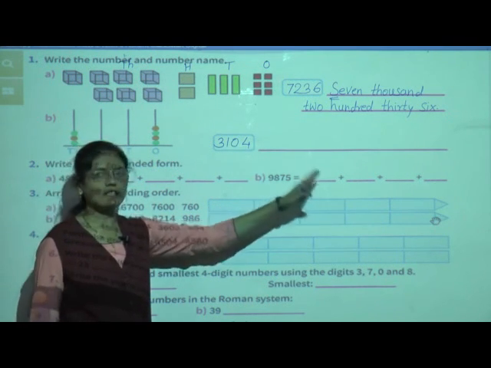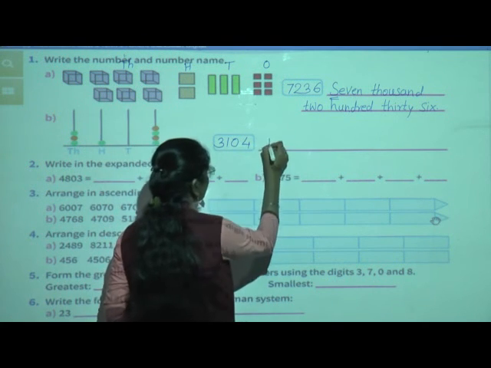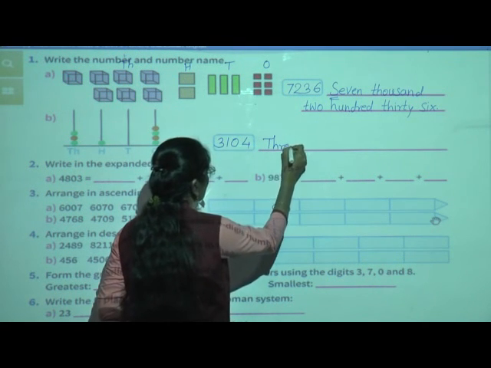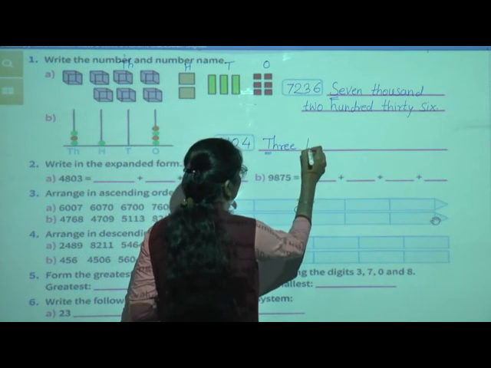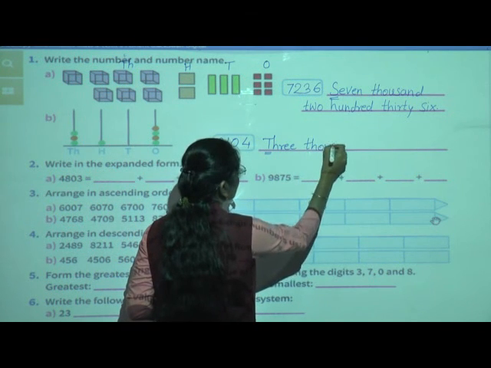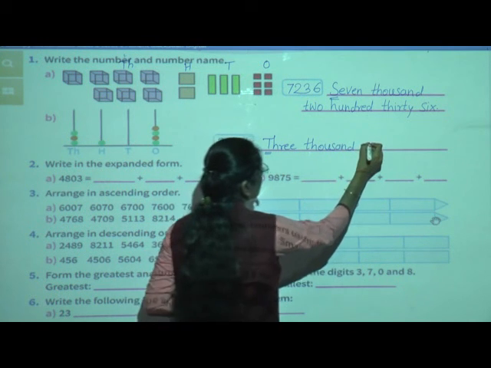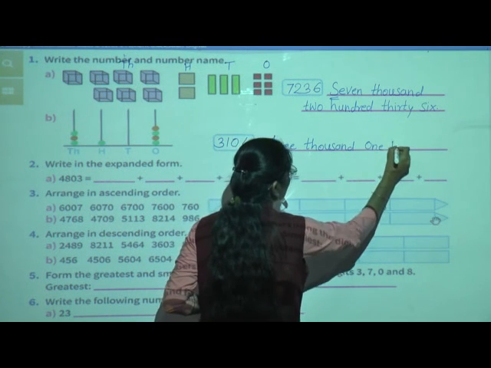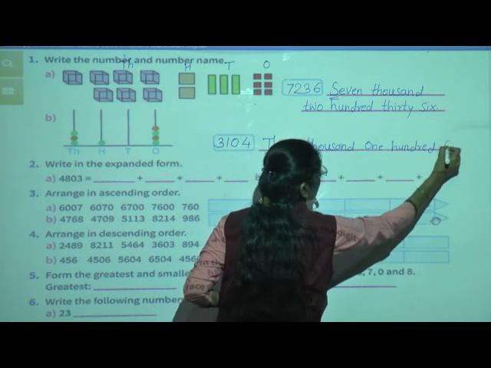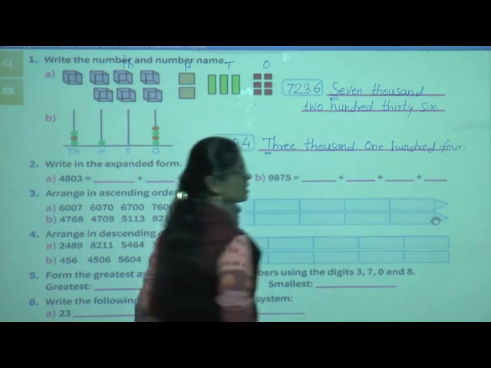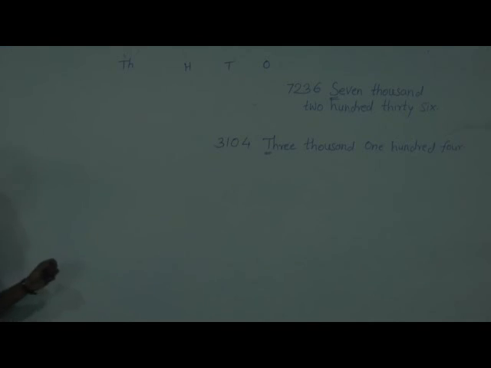Now let us write the number name. 3000, the first letter should be capital. 3104. This is the number name. Okay. Now see the next question.